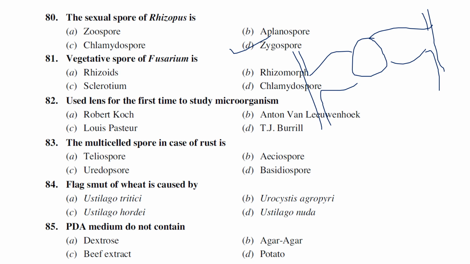Then next one is the vegetative spore of Fusarium. The options are rhizoids, isomorph, sclerotium, chlamydospore. Generally Fusarium produces three kinds of spores: microconidia, macroconidia, and chlamydospore. Here they asked for a vegetative spore, so the answer is chlamydospore.